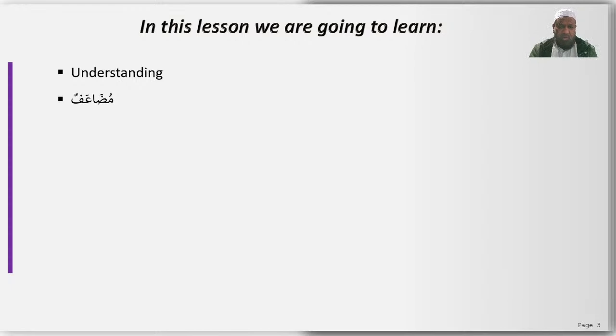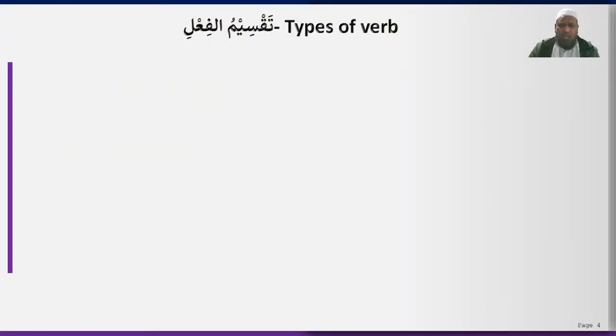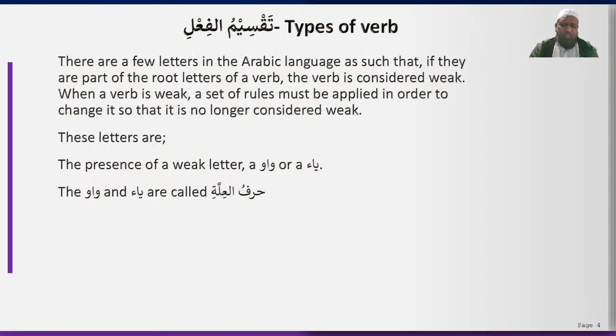In this lesson we're going to learn and understand مضاعف. What is مضاعف? We'll just go through it in a minute. تقسيم الفعل, the types of فعل in terms of having a weak letter in a root letter. There are few letters in Arabic language as such that if they are part of the root letters of a verb, the verb is considered weak. When a verb is weak, a set of rules must be applied in order to change it so that it is no longer considered weak.